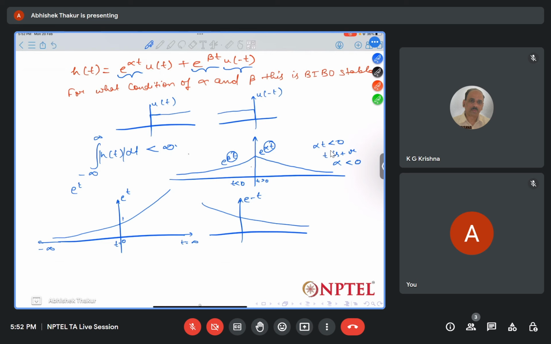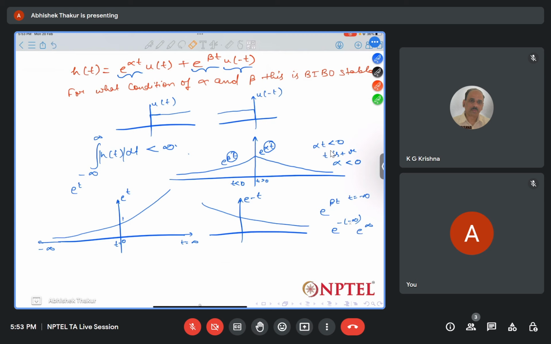Then only it will, sorry, beta t should be positive, because when t is equal to minus infinity, let's check. If let's suppose t is equal to minus infinity, then if beta is a negative term, it will be negative of something into minus infinity, which will be e to the power positive infinity. So b should be positive here.